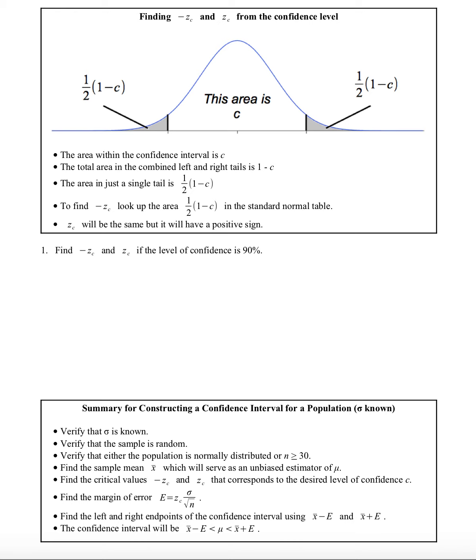The first one says find the ZC value if the level of confidence is 90%. You're going to want to draw your own curve, and then let the 90% be the middle area. So create a right tail and a left tail. The middle part will be C equals 0.9 if you put it in decimal form.